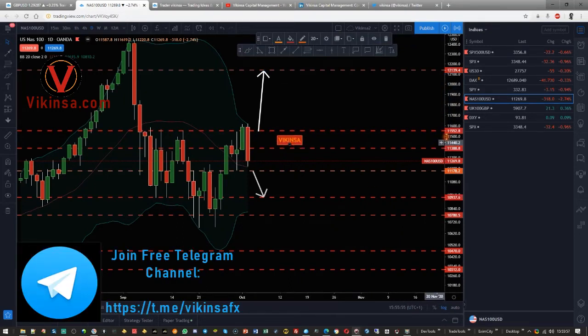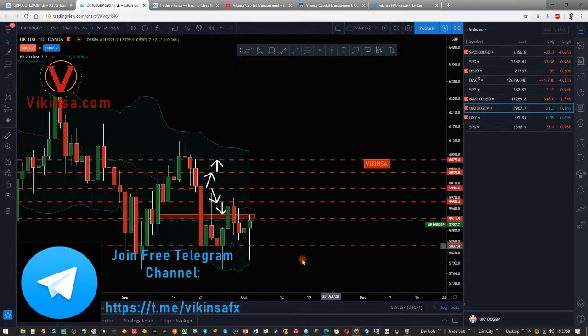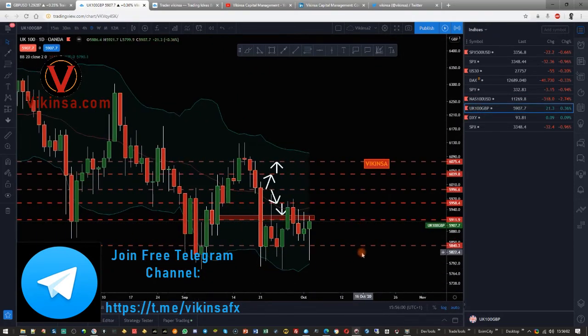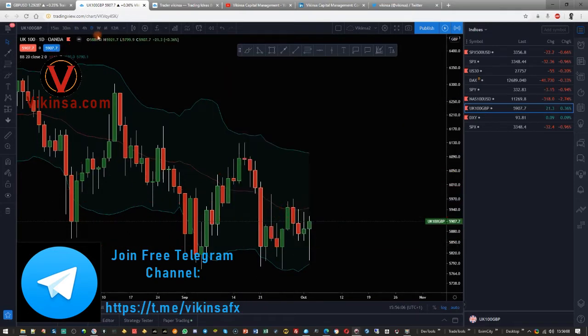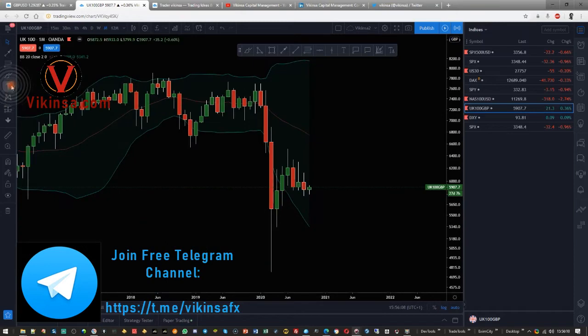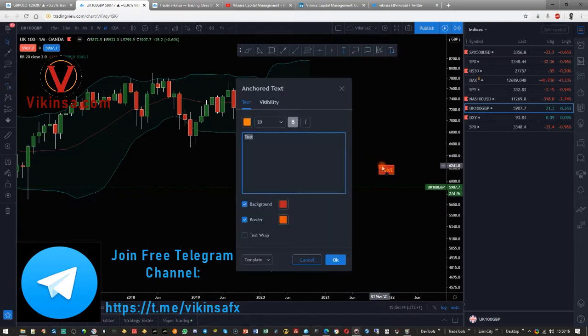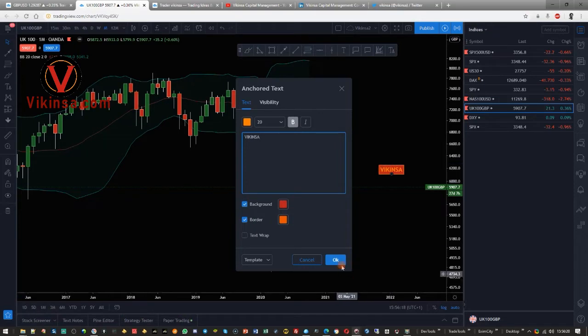Let's look at UK100, which is FTSE 100. On FTSE 100, the new structure has been formed. There has been a lot of consolidation here as well. So let's start afresh. Let's remove this entire thing, go to the monthly time frame, and we always start from the monthly time frame, because the monthly time frame gives us the best picture of what the market is trying to do.